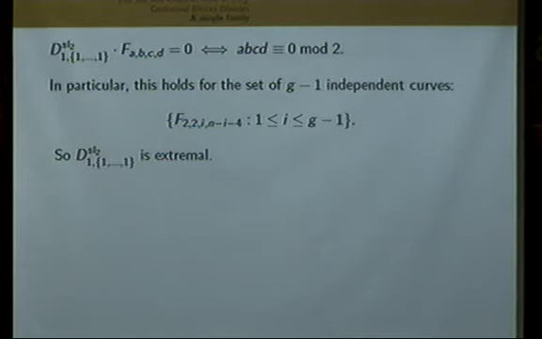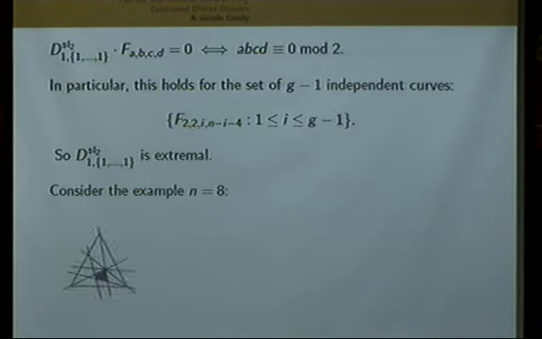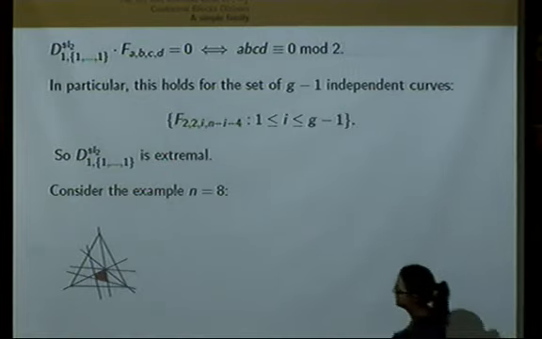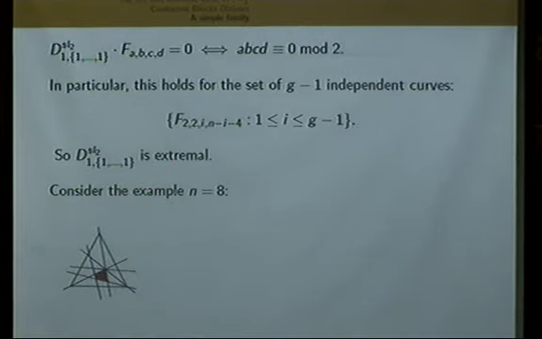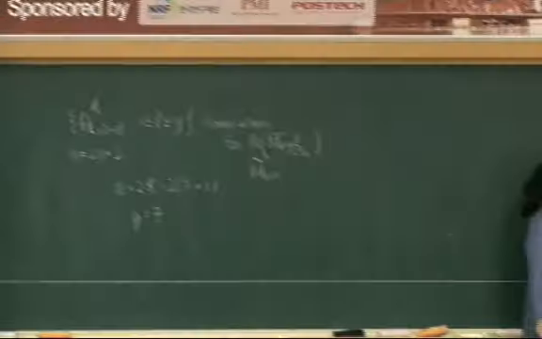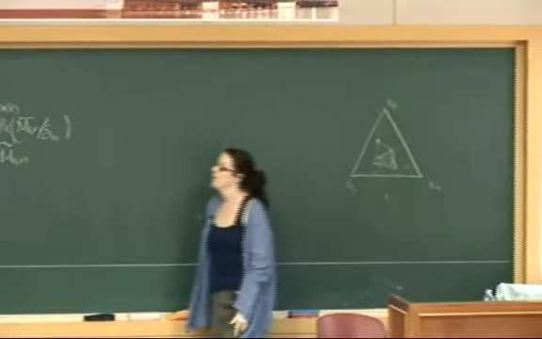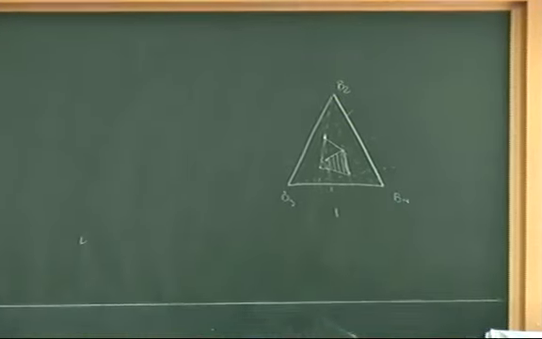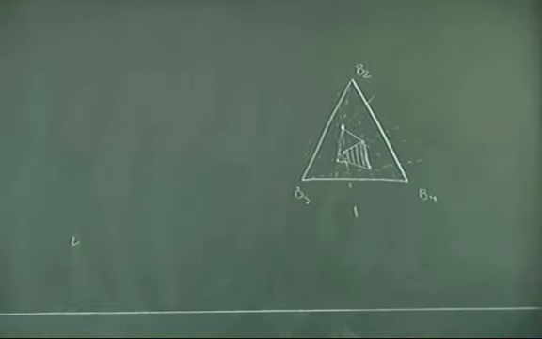Let me show you a picture of what it looks like. Let's look at n equals 8. This is the nef cone for M_0,8 tilde. It is spanned by B2, B3, and B4. I wrote it up here because I didn't label the extremal rays.